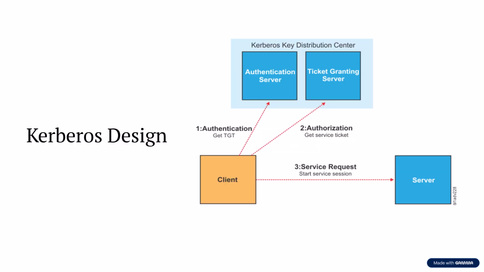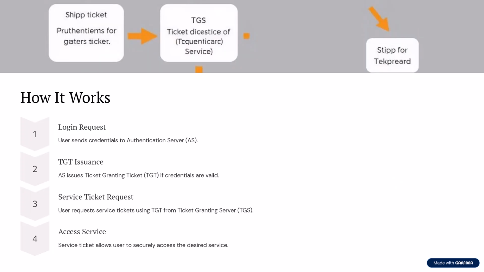In this slide, we see the Kerberos design and how it works one by one. Kerberos works by using a trusted third party called the KDC, which helps users and services prove their identity securely. First one is the login and request.